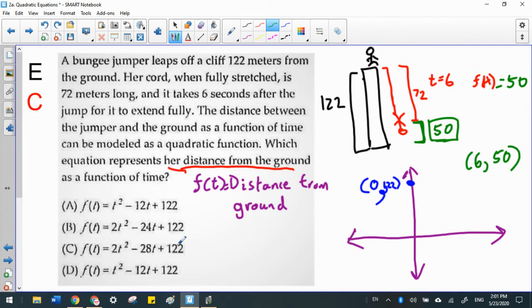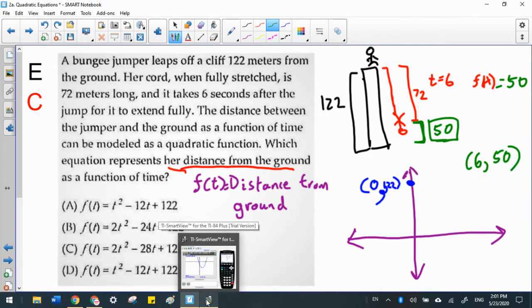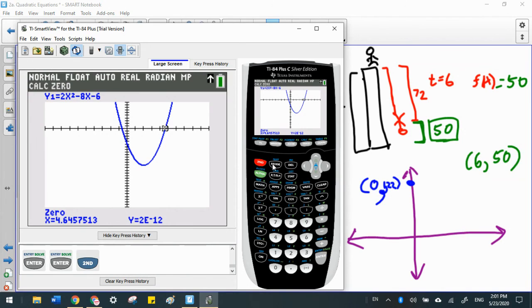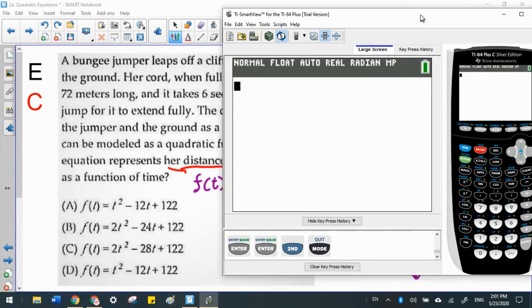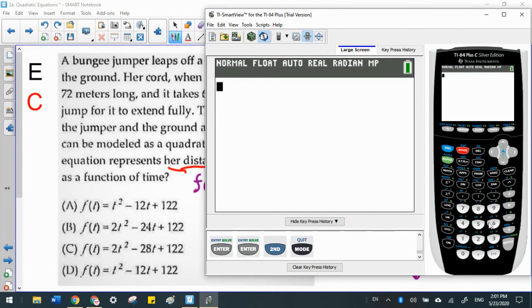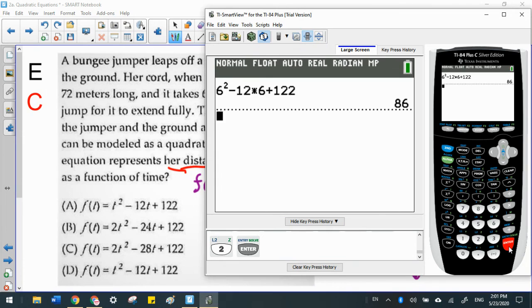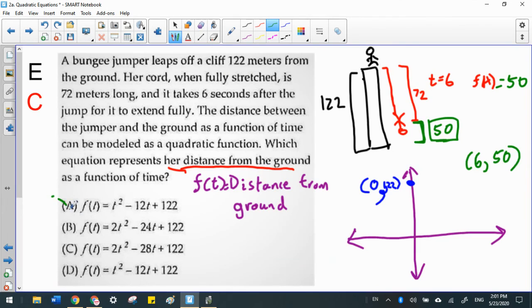And I will show you a shortcut to do this quick, and then we'll talk about a method that's a little bit different. So if you take this into the calculator, we know that we're trying to plug in 6 and we're trying to get to 50. So I would be doing 6 squared minus 12 times 6 plus 122. I'm just checking A right now with t squared minus 12t plus 122. And when I click enter, it gives me 86, which is not the point we're looking for. So that's how I know A is a bad answer.